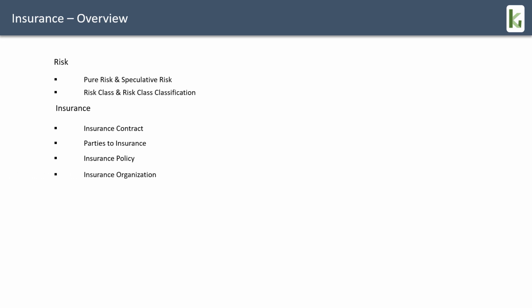Then we must understand insurance policy and insurance organization. Insurance policy sections like declarations, exclusions, definitions, forms, endorsements. There are different sections of insurance policy. And then insurance organization, how insurance company operates, what are the key players, external and internal, that are responsible for functioning of insurance organization.